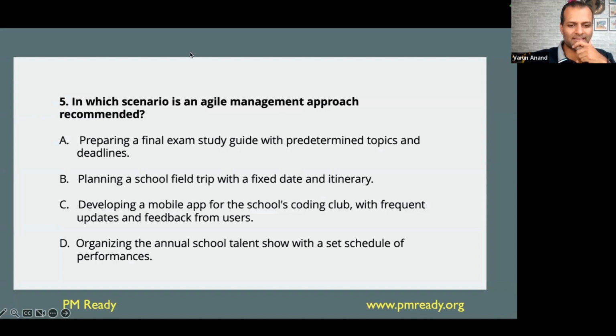Okay. Absolutely. And the correct answer is C as in Charlie. Why? We talked about agile. In agile, if there is a change, we prefer agile. Now, if you see option A, preparing a final study guide with predetermined topics and deadlines, this means it's a set agenda, predictive. B, planning a school field trip with fixed date and itinerary, fixed date, predictive. C, developing a mobile app for school with frequent updates and feedback from users. That's your agile. Okay, next one, Evelyn.